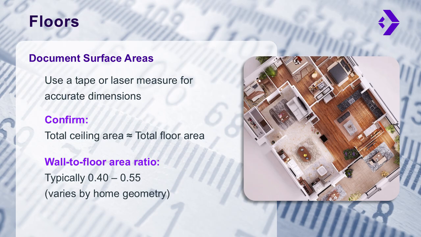A tape measure or laser measure is invaluable for getting these dimensions right. One little confirmation trick: make sure the total ceiling area and the total floor area are the same, or nearly so. Each part of the house that has a floor has a ceiling somewhere above it. Similarly, calculate a wall-to-floor area ratio. It should be between 0.4 and 0.55 in most cases. It will be a lower number for less complicated geometries like simple colonials, and higher for homes with L shapes or lots of dormers or other features.